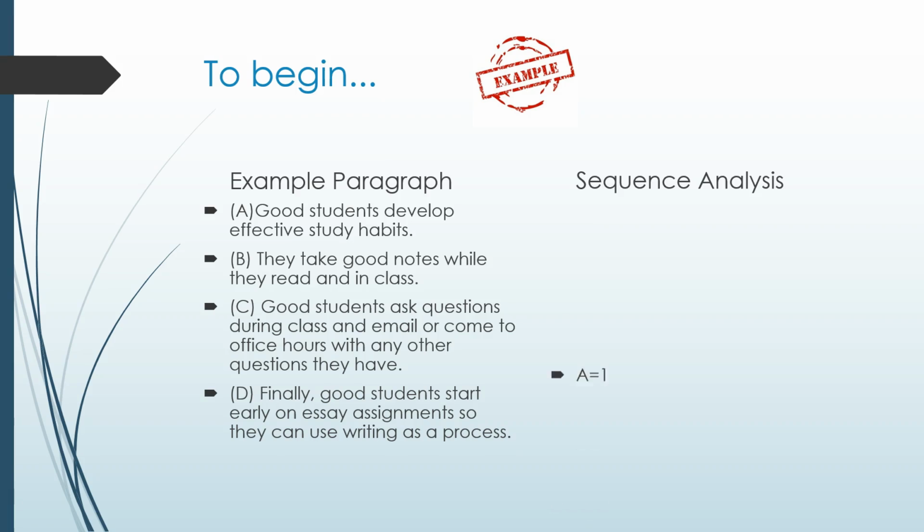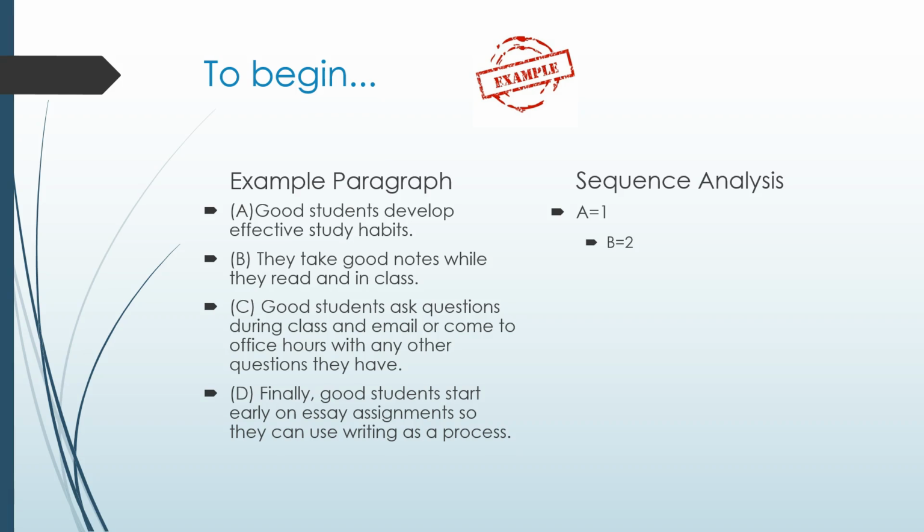Obviously, as usual, the first sentence will be level 1 since it's establishing the topic for the paragraph. It argues that good students have effective study habits. Sentence B is an example of the types of effective study habits that these good students have, taking notes. Therefore, it's supporting or subordinate to a level 1 sentence, so it's going to be a level 2 sentence. It answers a question about the previous sentence. Good students have effective study habits. Like what? Like taking notes.